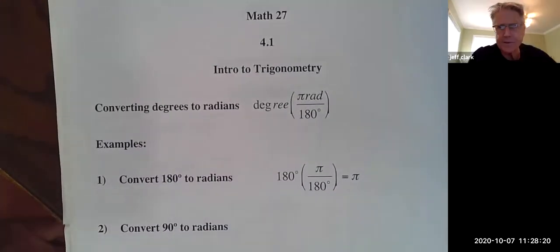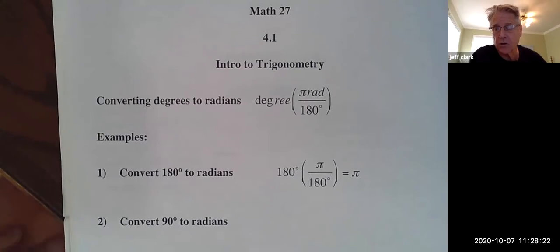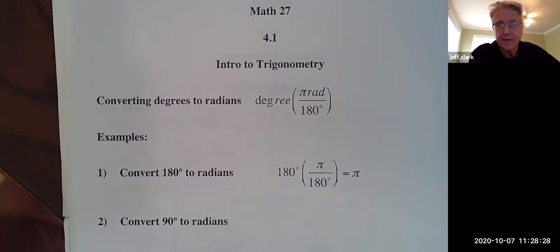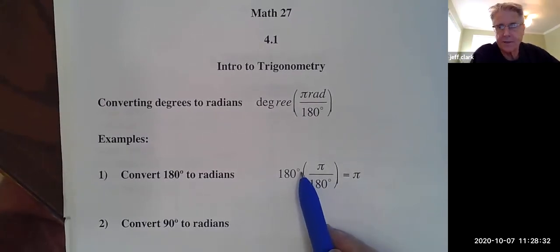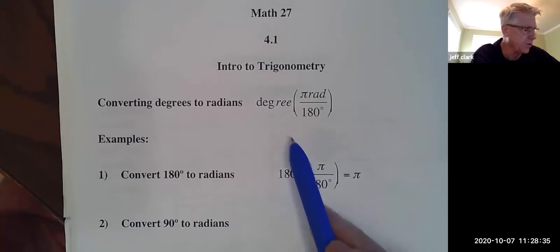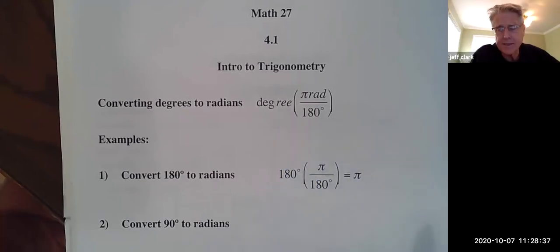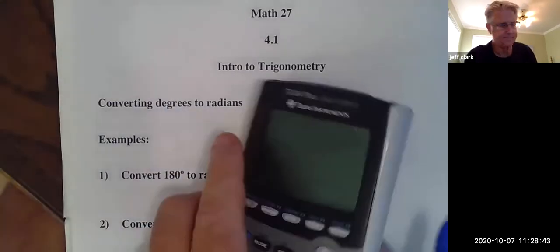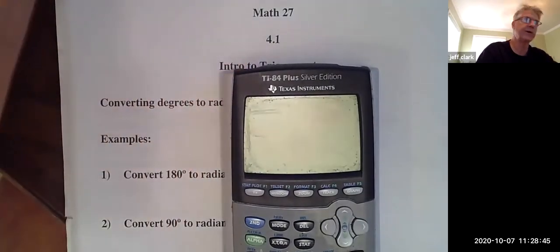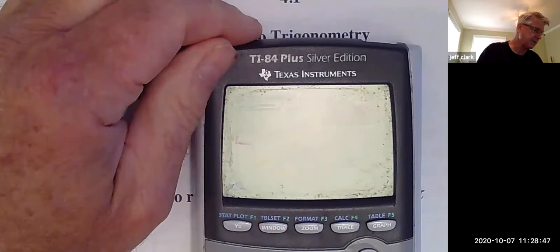Now there's two types of angle measurements. One's called degrees, which is probably more familiar to you guys. And there's a little degree marker that we typically use instead of the word degree. And there's another measurement called radians. Now in your calculator, there's also a place where it's degree or radians.